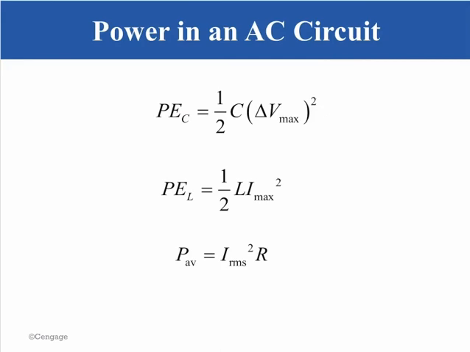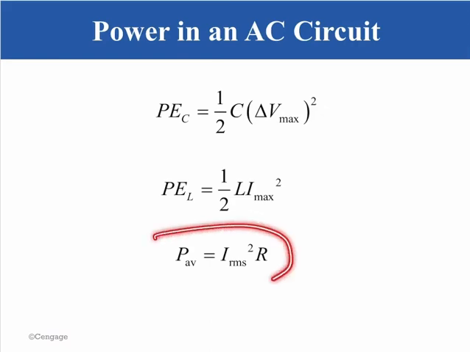In a similar way, the source must do work against the back EMF of an inductor that is carrying a current. When the current reaches its maximum value, the energy stored in the inductor is maximum and given by the equation. When the current begins to decrease in the circuit, this stored energy is returned to the source as the inductor attempts to maintain the current in the circuit.